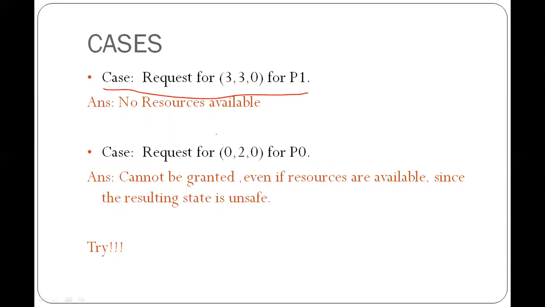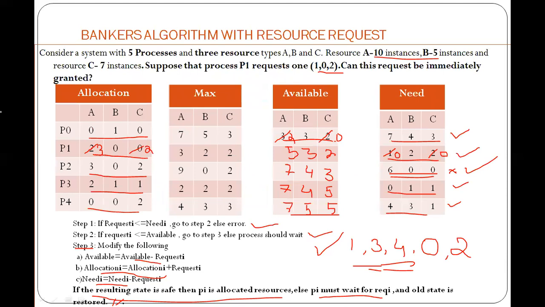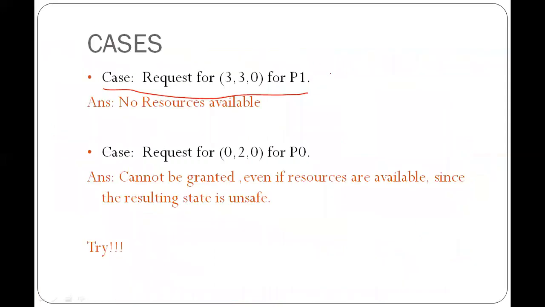Let's go back to the slide. Yes, P1 has 330. What about the availability? Availability is going to be 2, 3, and 0. Can you give the resource to P1? Check its need also. It is 743. Its request 330 is much lesser than 743. So yes, it goes through step 1. But what about step 2? Can you give? Because the request is 330, right? So the availability 230 is much lesser than the request of P1. So you can't give, no resources are available, so it can't be given.